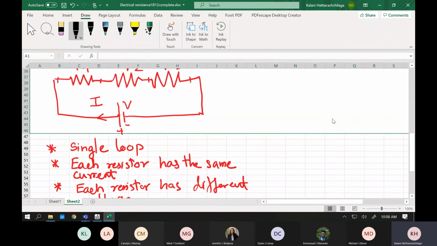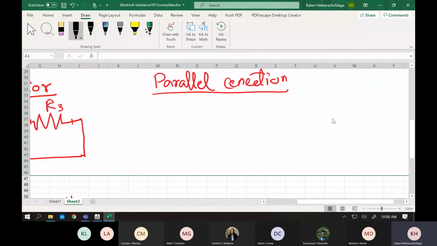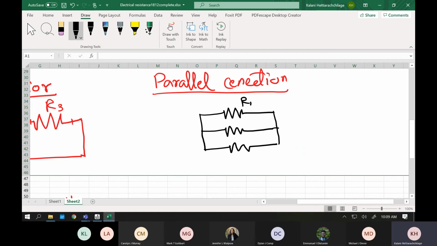Let's go and check the parallel resistors also. So parallel connection is a little bit different. That means you can have the resistors parallel to each other. You have one resistor and you may have a second one and you may have a third one. You can combine as many as you need, right? So this we call a parallel connection. I'm going to label R1, R2 and R3 again. Now I'm going to supply the voltage to the whole loop. So now this we call the parallel connection, right?